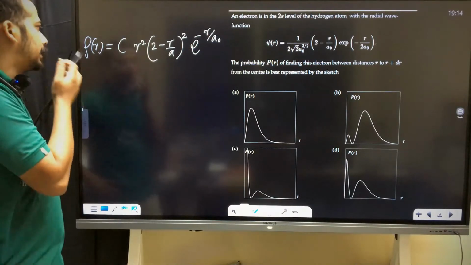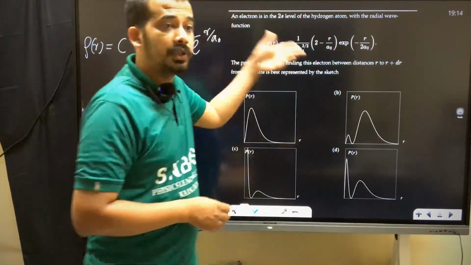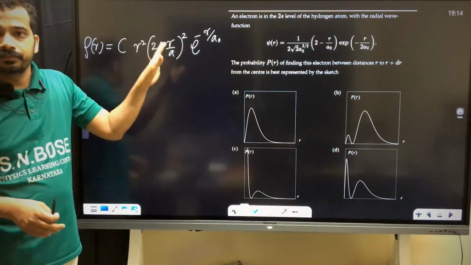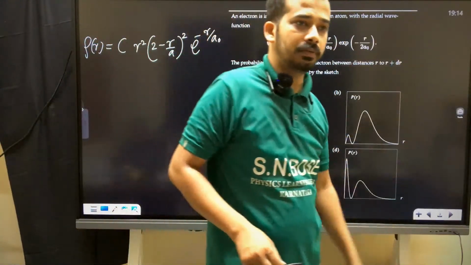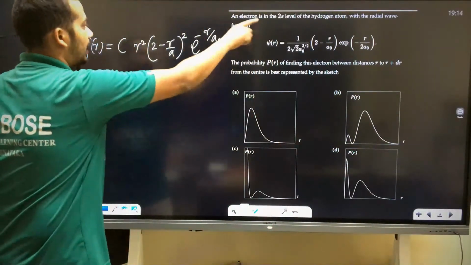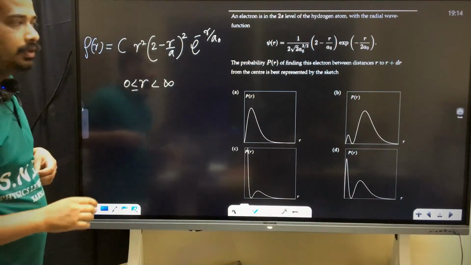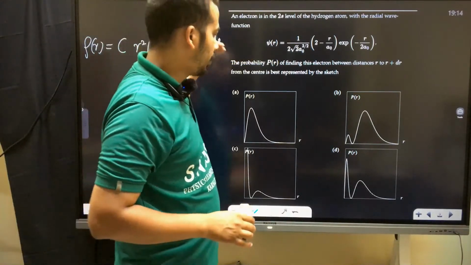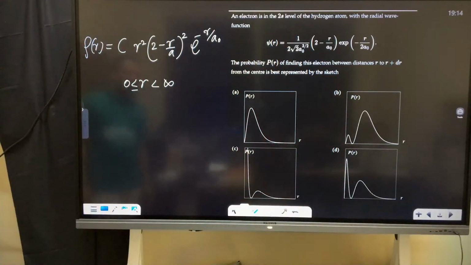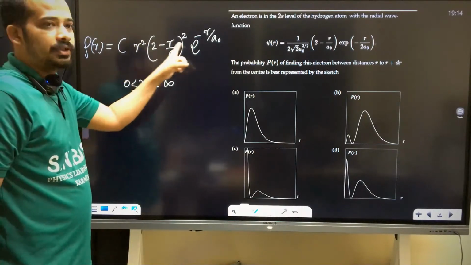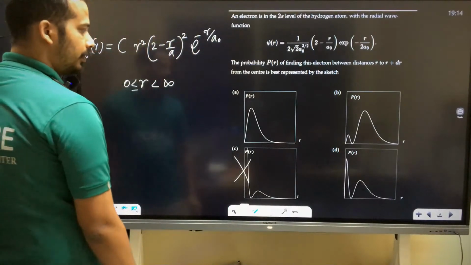Now you just start analyzing this one. Whenever an exponential comes, at infinity the exponential always dominates, whatever the rest may be. r is between 0 and infinity. So when r tends to infinity, the exponential dominates, it should go down. All of them are going down, so that doesn't help. At r equal to 0, this whole thing is 0. That's why you can avoid one of the options.